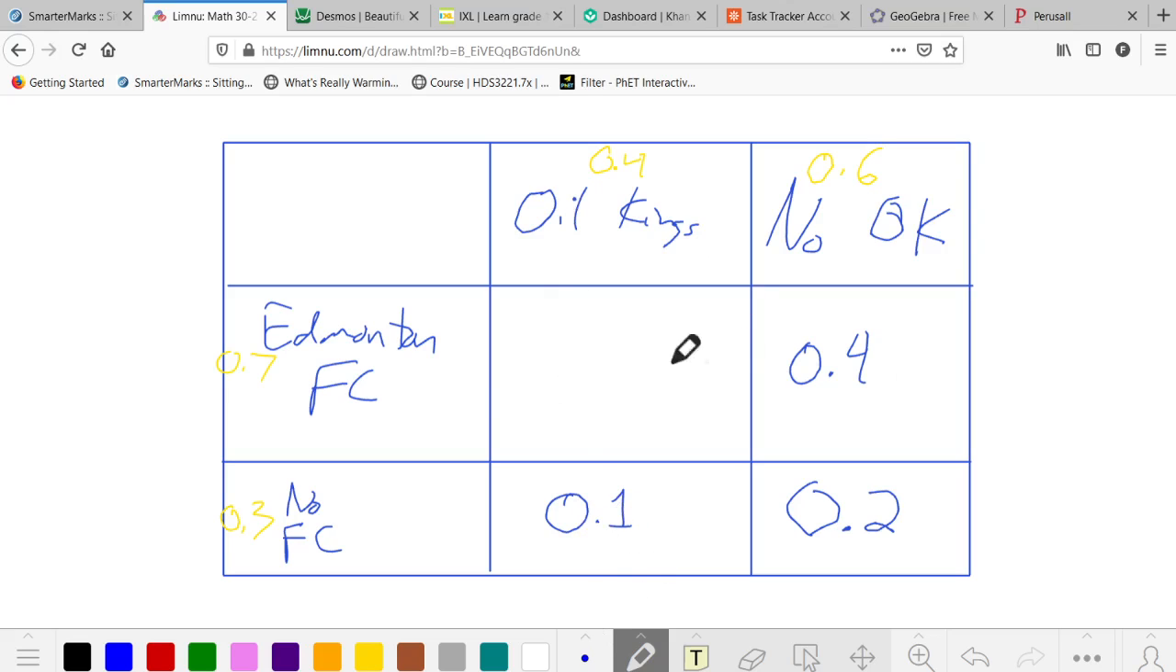Now adding it vertically or horizontally, either these two numbers that add up to 0.7, these two numbers that add up to 0.4, or even saying the whole board adds up to 1, this has to be a 0.3. So that's the probability he goes to both. It is 0.3.